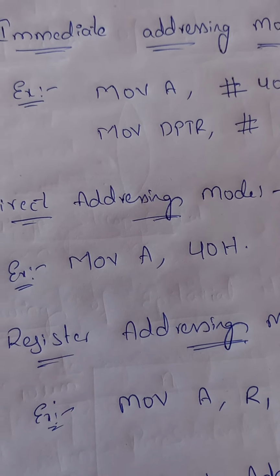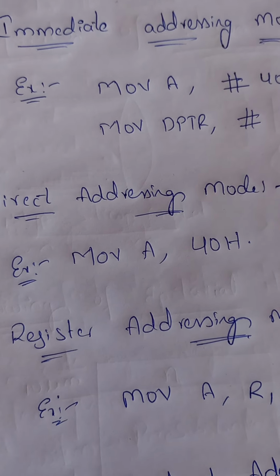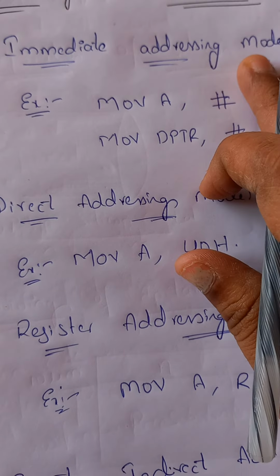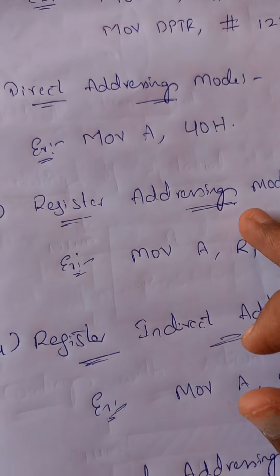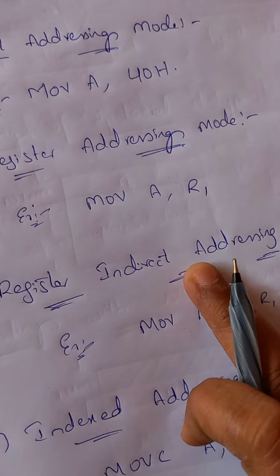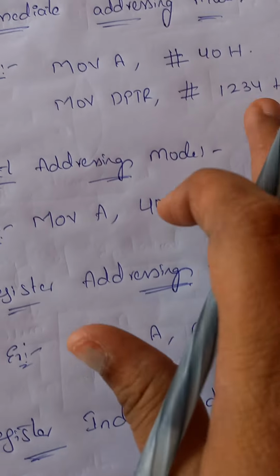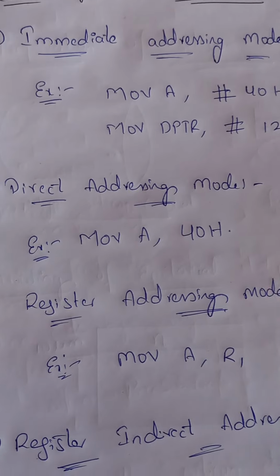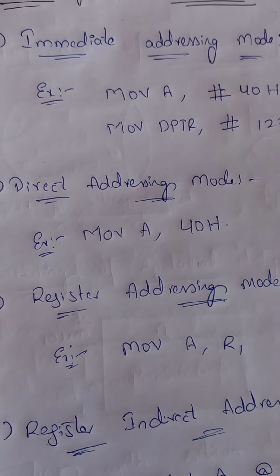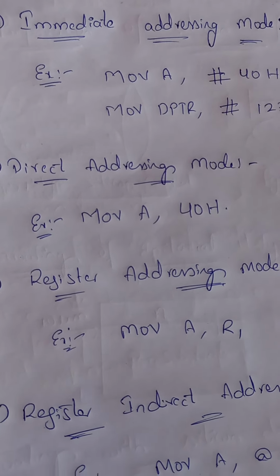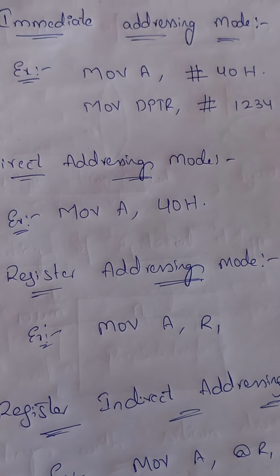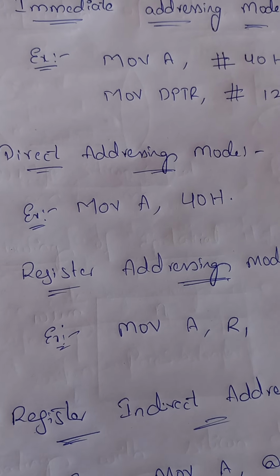There are five types of addressing modes: immediate addressing mode, direct addressing mode, register addressing mode, register indirect addressing mode, and indexed addressing mode. It is based on a simple concept. Based on a few examples, I'm going to define what is meant by each. First, the immediate addressing mode.